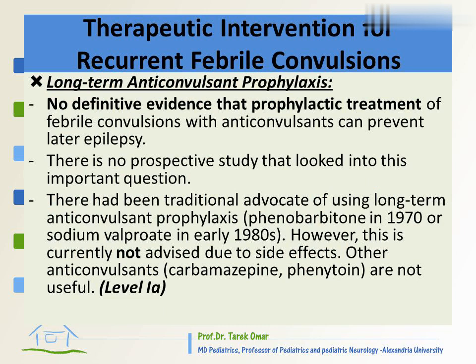Therapeutic intervention for recurrent febrile convulsions. Long-term anticonvulsant prophylaxis. No definitive evidence that prophylactic treatment of febrile convulsions with anticonvulsants can prevent later epilepsy. There is no prospective study that looked into this important question. There have been traditional advocates of using long-term anticonvulsant prophylaxis, phenobarbital in 1970 or sodium valproate in early 1980s. However, this is currently not advised due to side effects.